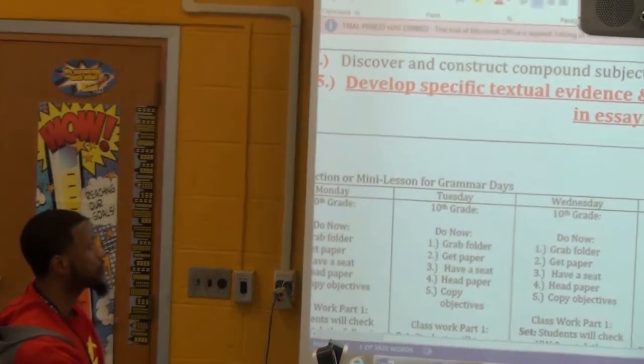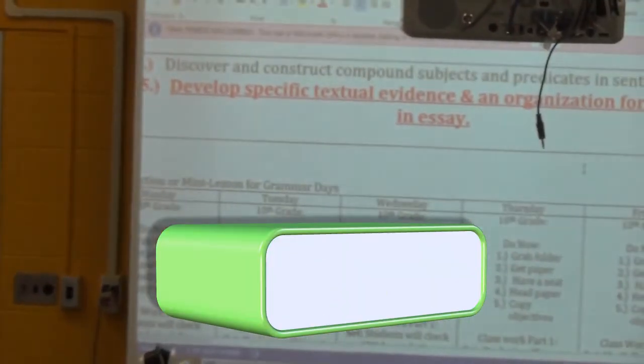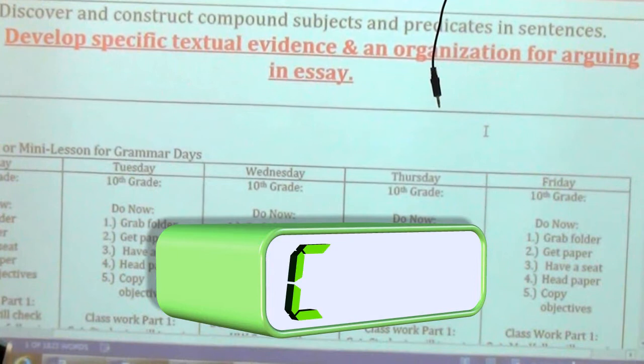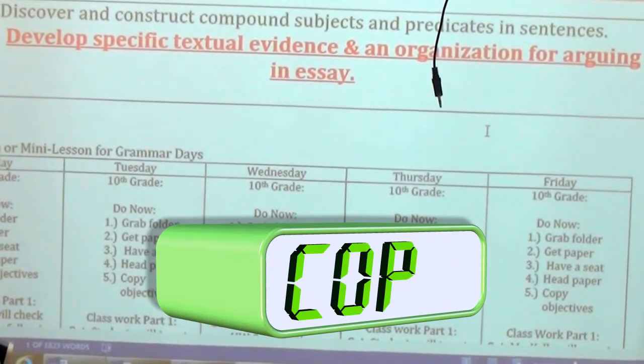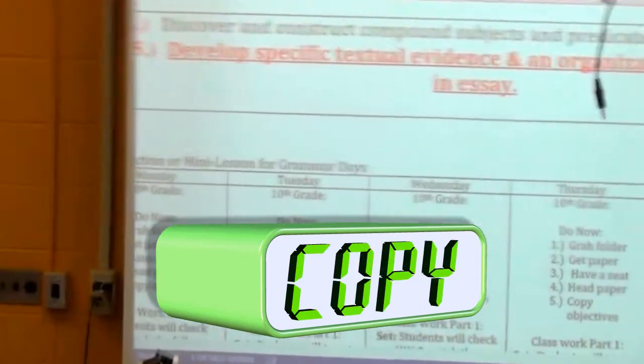Okay, so here's your objective from yesterday. The objective is that 10th grade ELA students will be able to develop specific textual evidence and an organization for arguing in an essay.